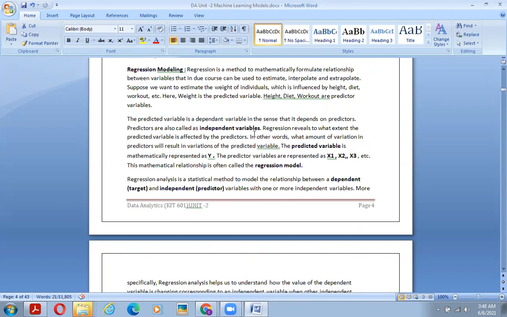We will understand some practical applications in our labs, but right now it's understanding.